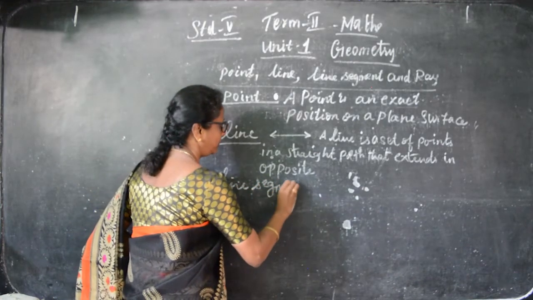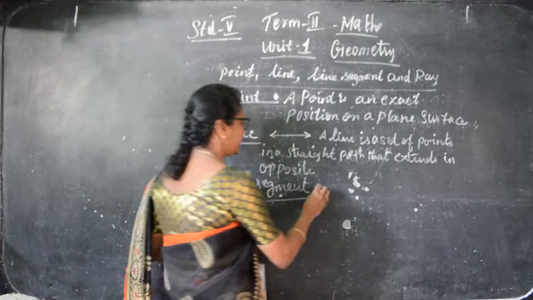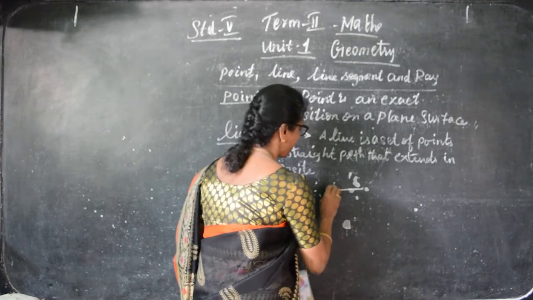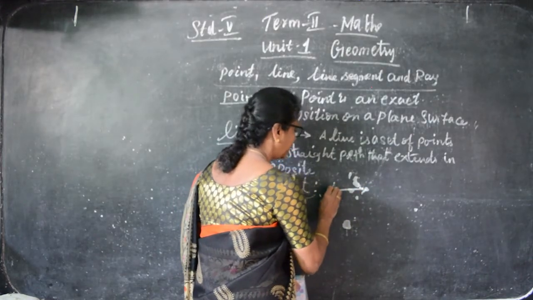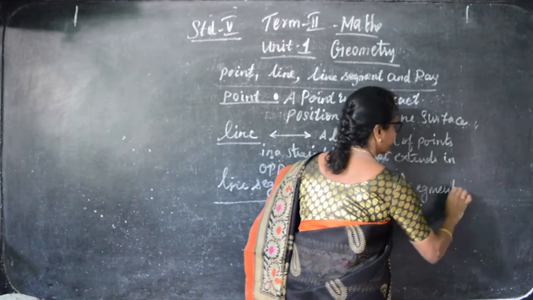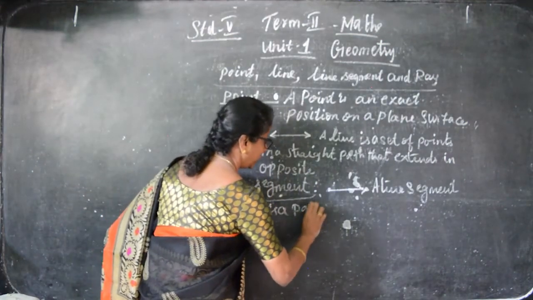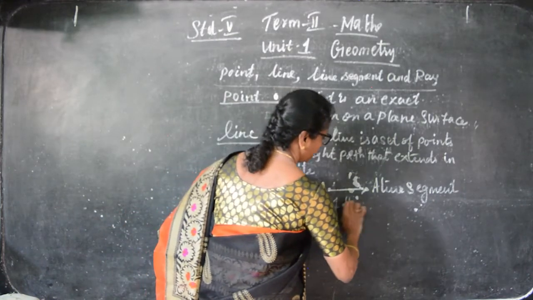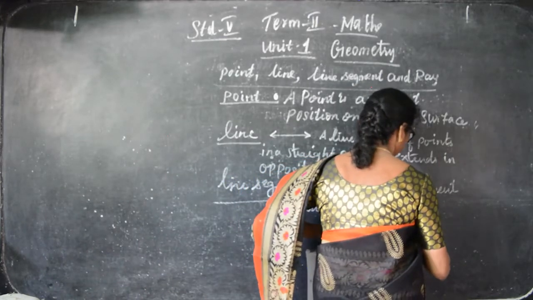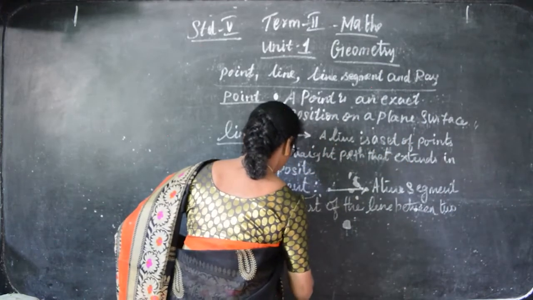What do you mean by the line segment? A line segment is a part of the line. The line segment is a part of a line. So, that's a part of the line. A line segment is a part of the line, between two endpoints.